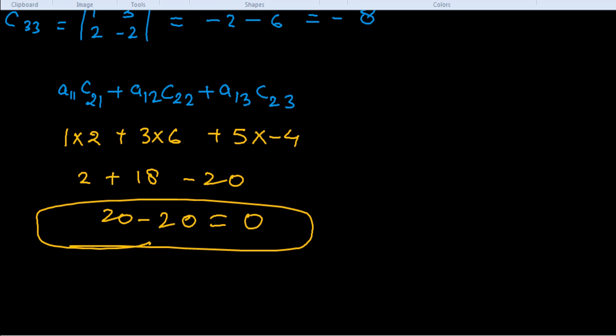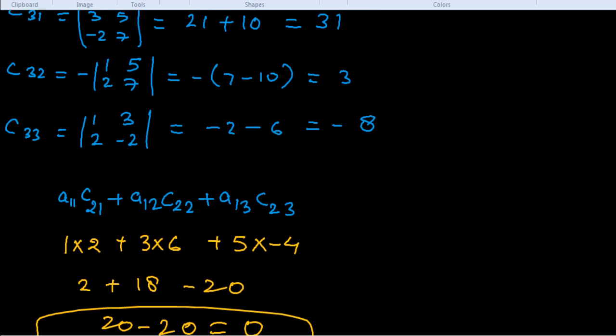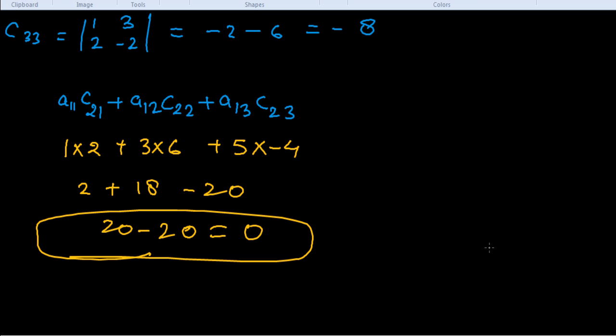So you see here, as per this property, the sum of the product of cofactors of a particular row or column with any other row or column of a determinant is 0. The result is always 0 if we multiply with other corresponding rows or columns. So you always get 0. So these were the 9 properties of determinants we have seen in this video.